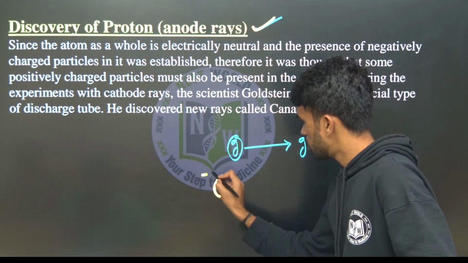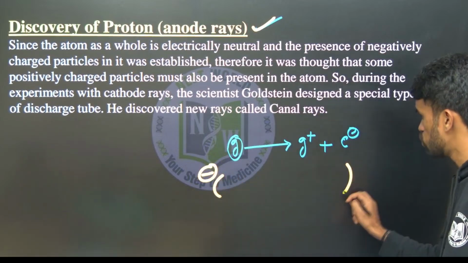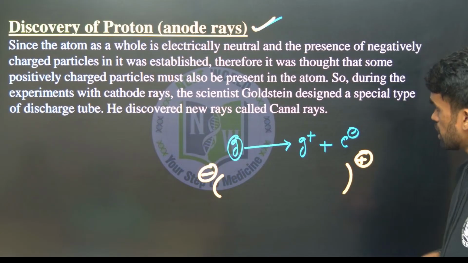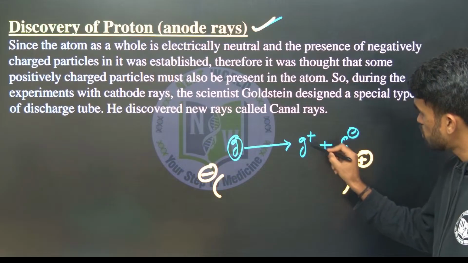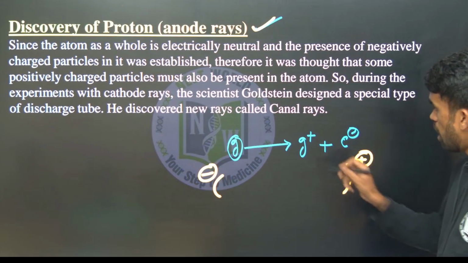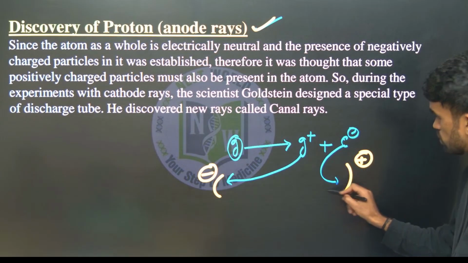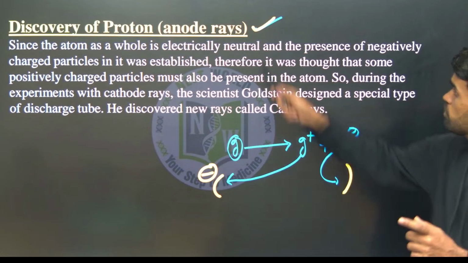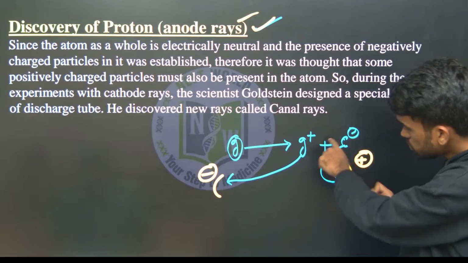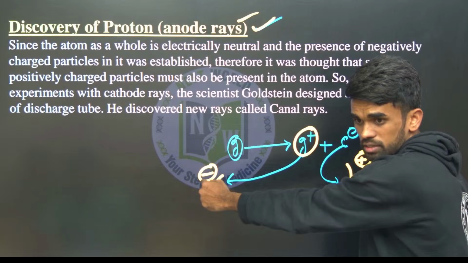Cathode attracts cations, so it should be negatively charged. Here the tube contains positive charge, meaning it attracts anions. Now, which particles will move towards the cathode, and which move towards the anode? G plus moves towards the cathode and electrons move towards the anode. So we are discussing the anode ray tube experiment. Here these G plus particles are moving from the anode to the cathode side.